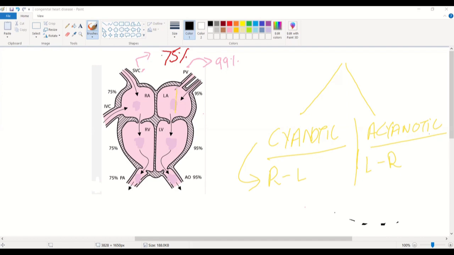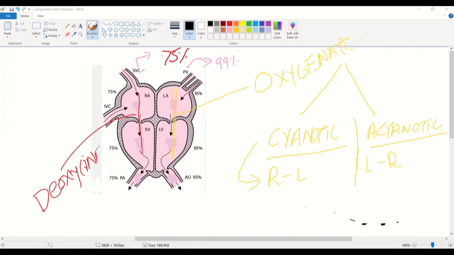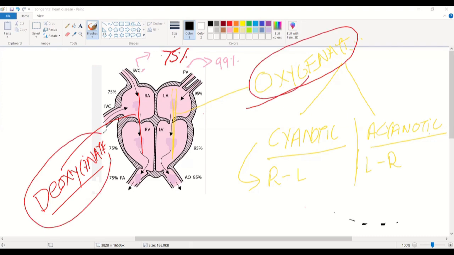So the left-sided heart contains oxygenated blood, right? And the right-sided heart contains deoxygenated blood, meaning less oxygen. Normally there is a separation, a septum or partition, in between, so there is no mixing of oxygenated and deoxygenated blood.